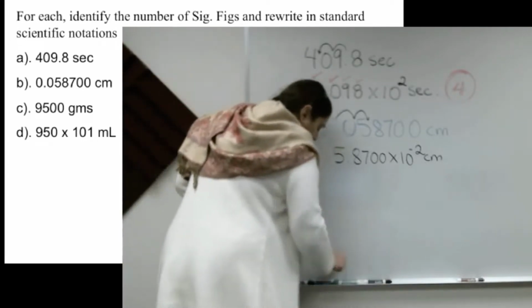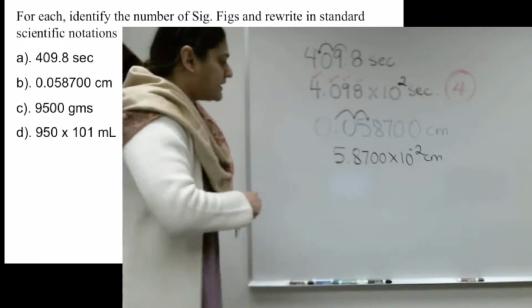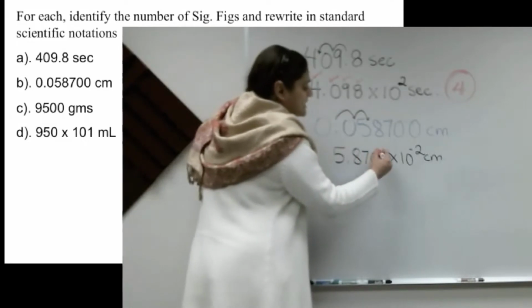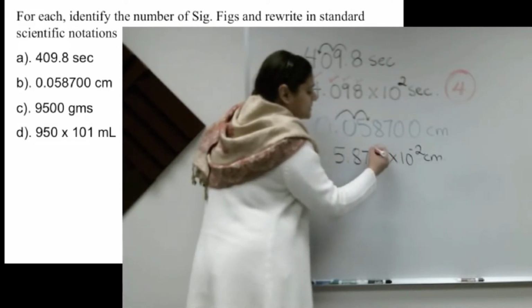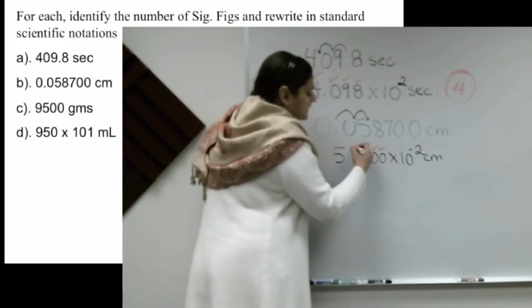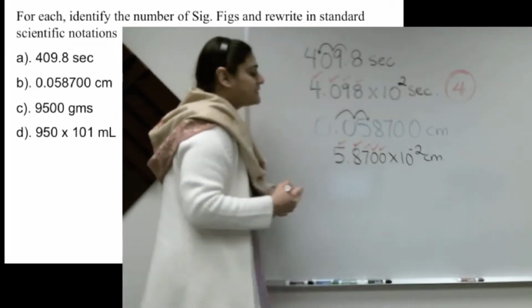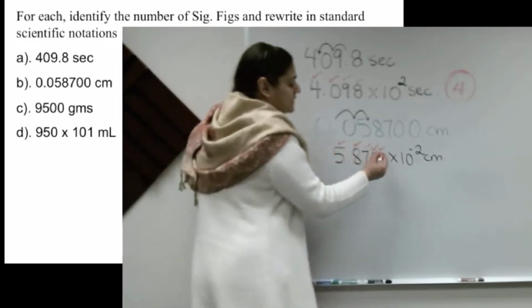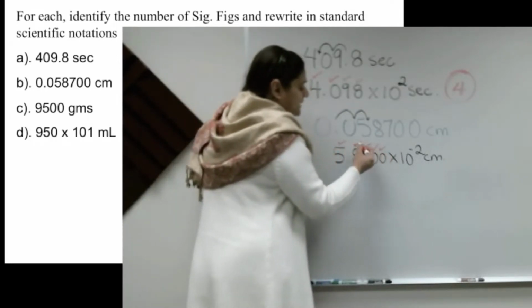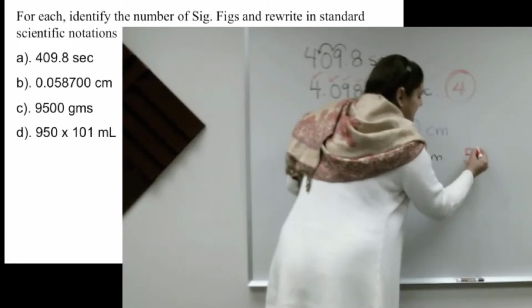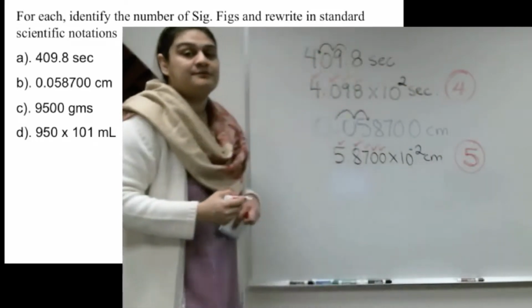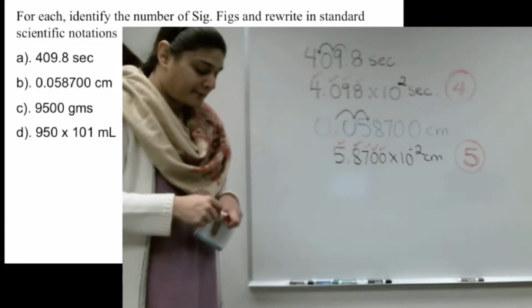Now comes the question of significant figures. Okay, so in this case, is 0 significant? Yes, because I am writing it in scientific notation. So zeros are significant, zeros are significant. How many check marks do I have? 1, 2, 3, 4, 5. So the number of significant figures is 5. Okay?